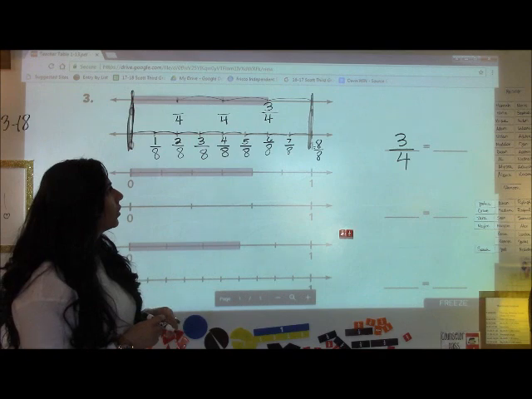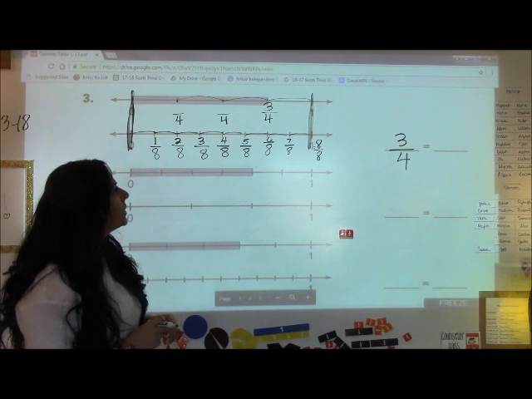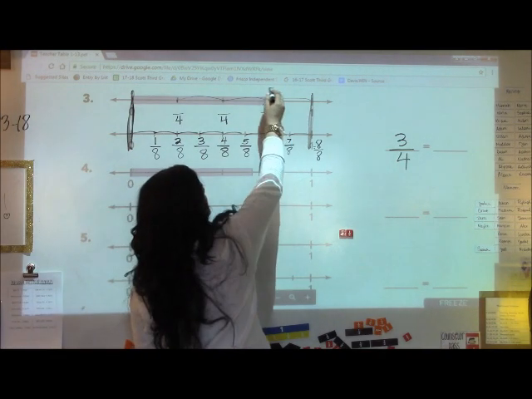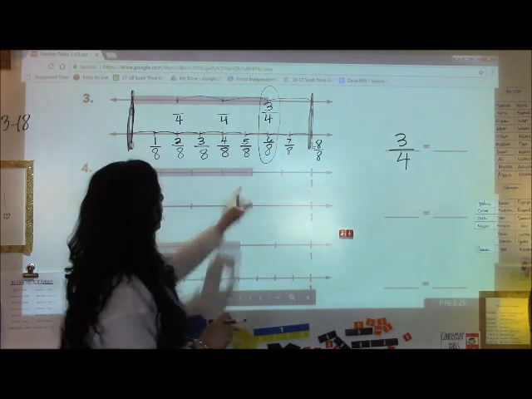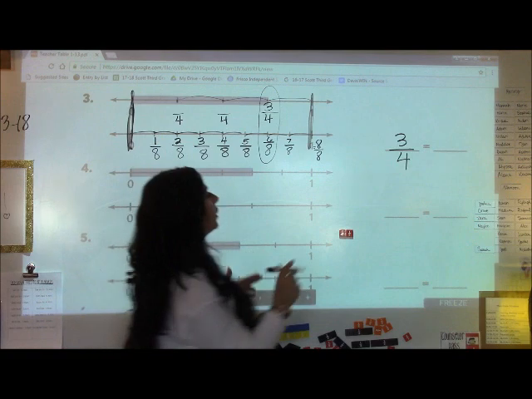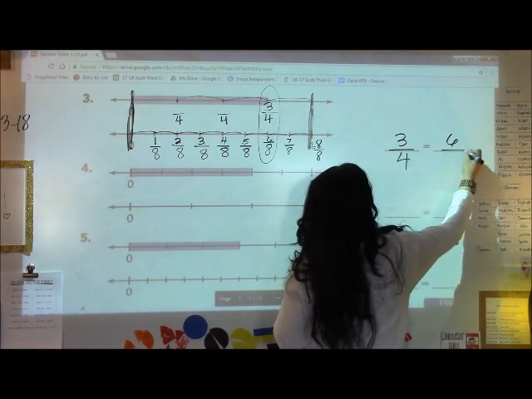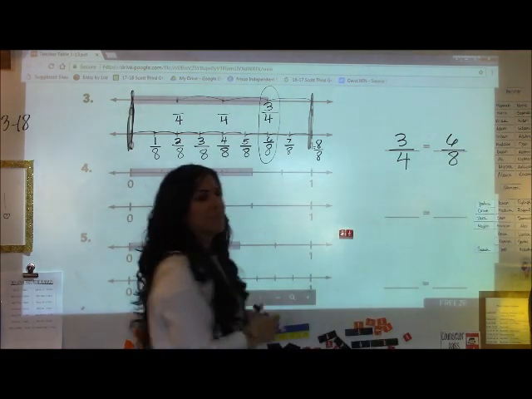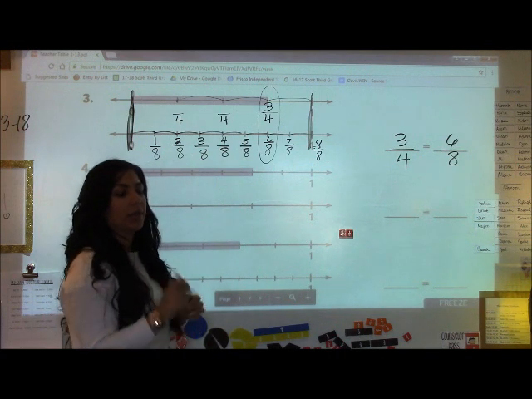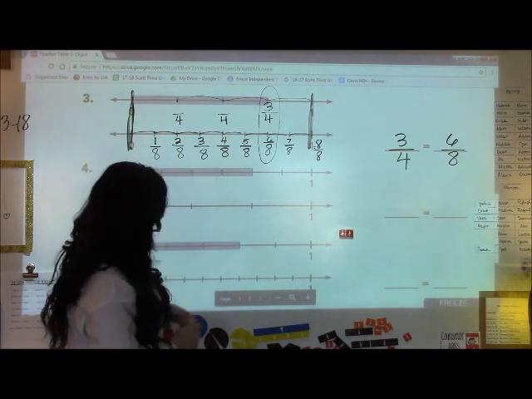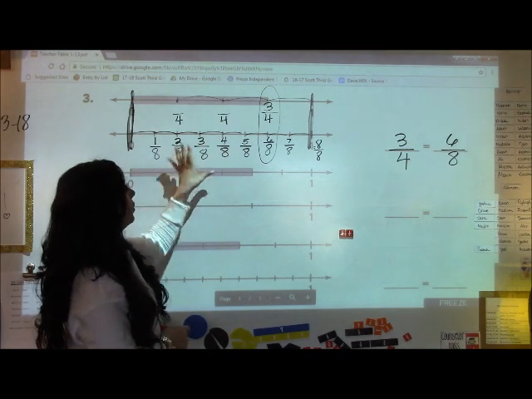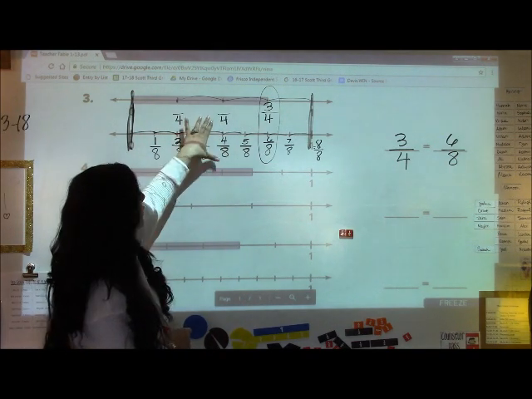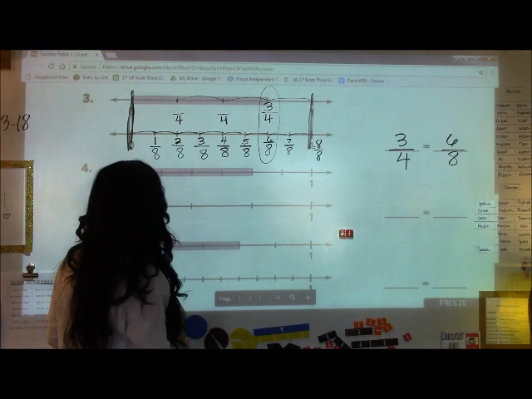Something that looks equal to it is 6/8. 6/8 is equivalent to 3/4. What do y'all think? Do you guys agree? I agree with that, absolutely. 3/4 is equivalent to 6/8. Does that make sense? Yes. Let's do one more. Are y'all ready? Yes. Okay. I know that we can find 2 more equivalent fractions within this number line, but let's just do another one and see.